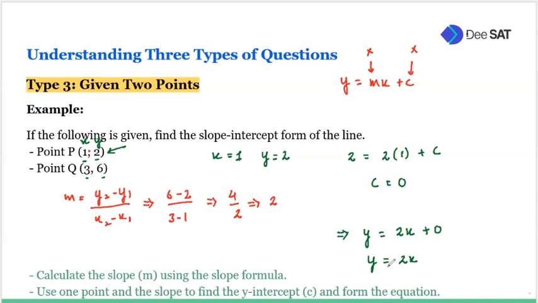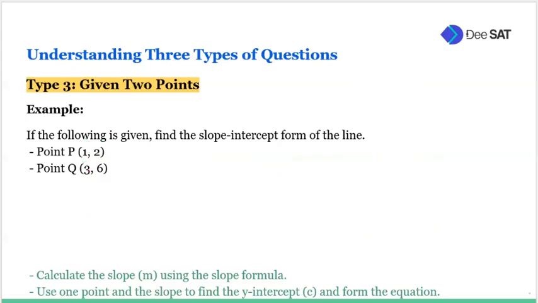Plus 0 is so insignificant that we normally do not write it, but y is equal to 2x is the accurate answer for that. Now, with this particular case, I would like to introduce you to the next concept of Desmos, that is the regression technique.